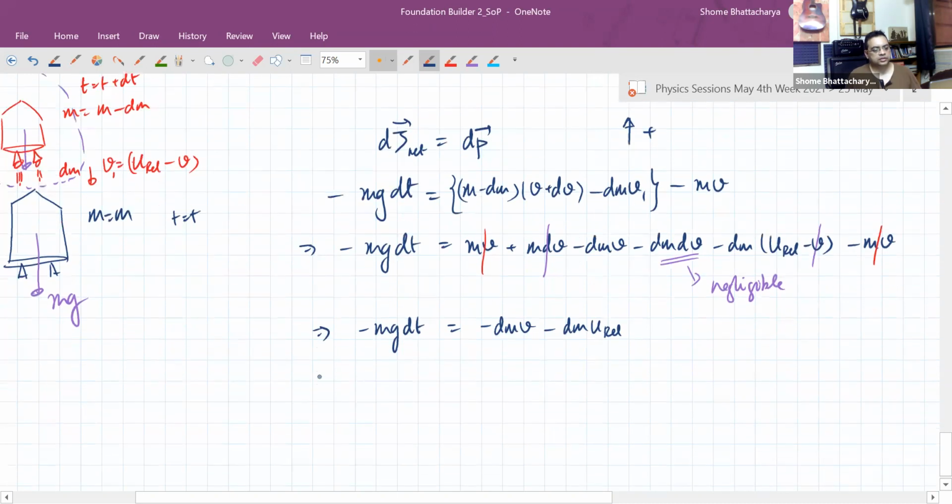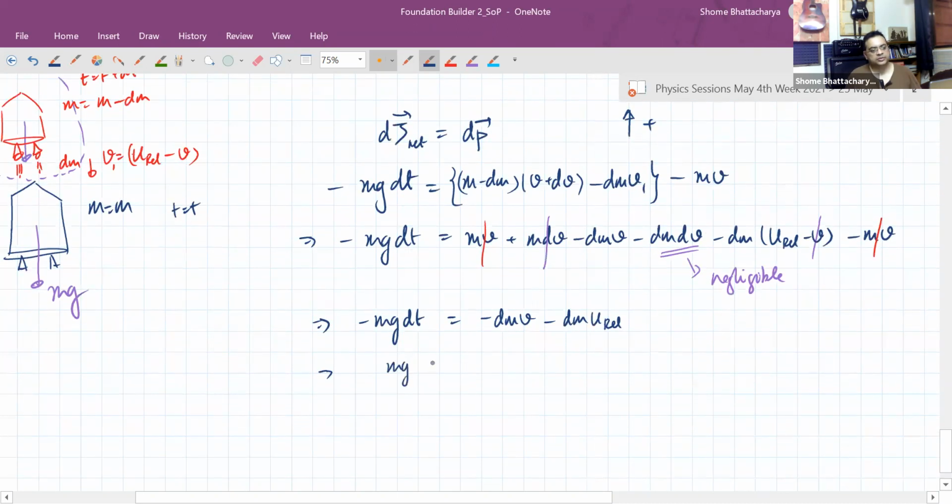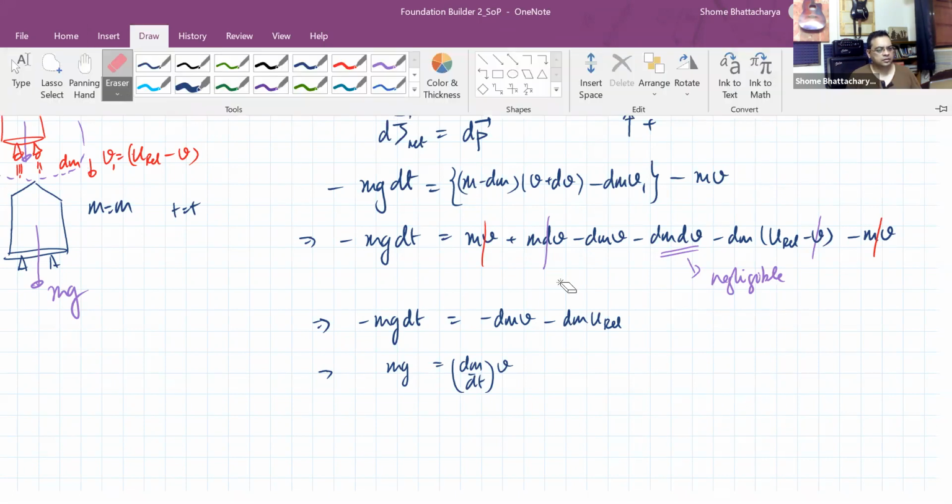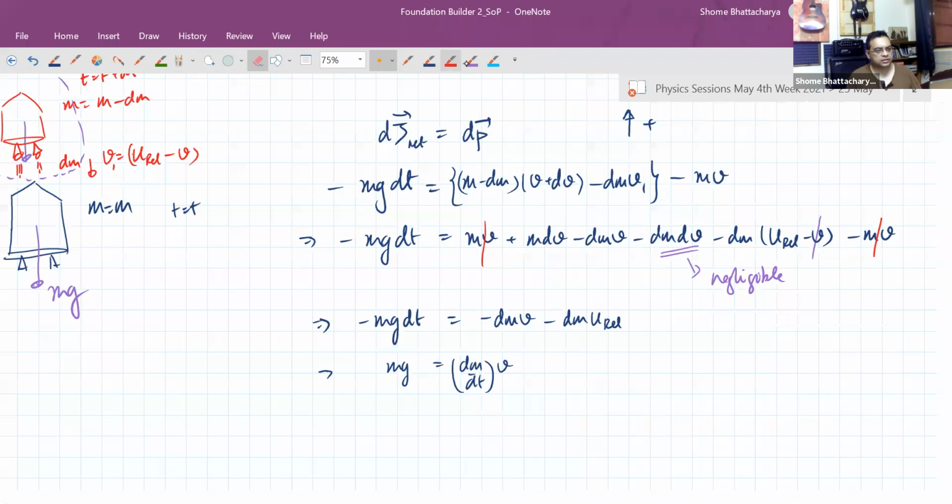Okay. So we can see that mg is equal to dm by dt into v. Wait a minute, I made some mistake here. Sorry, this term doesn't cancel. It is the other term that cancels. If this term remains, it is this term that will cancel. This minus dm into v and this plus dm into v here will cancel.